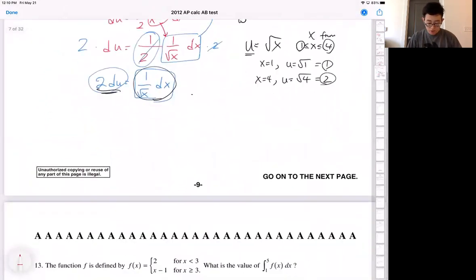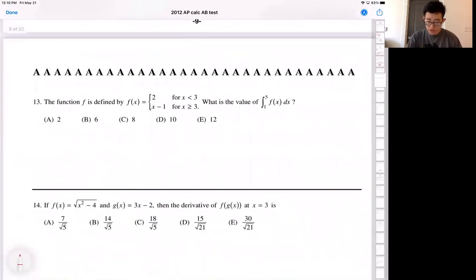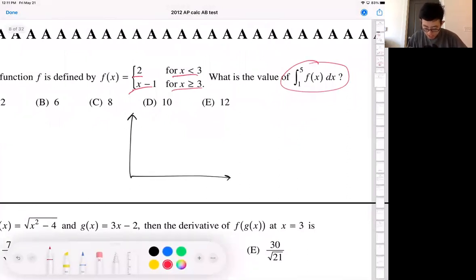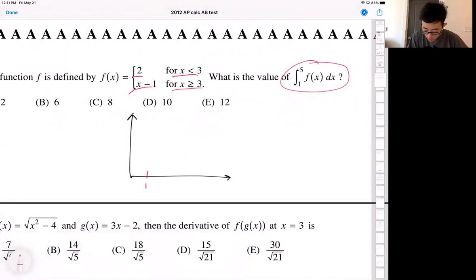Okay. All right, number 13. The function f is defined by f of x equals 2 when x is less than 3, and x minus 1 when x is greater than or equal to 3. So this is like a piecewise function. They have 2 functions in 1. What is the value of the integral from 1 to 5? The best way to imagine this is to draw a graph of it. All right, so I'm going to draw an XY grid here. And notice that I'm going to start from 1, 2, 3, 4, 5, because I'm trying to integrate this from 1 to 5.